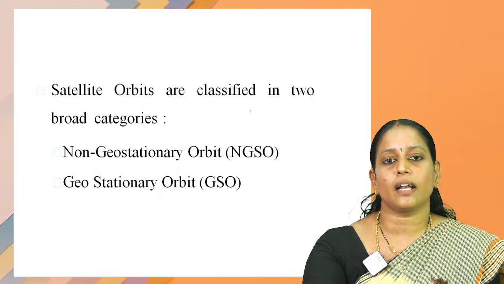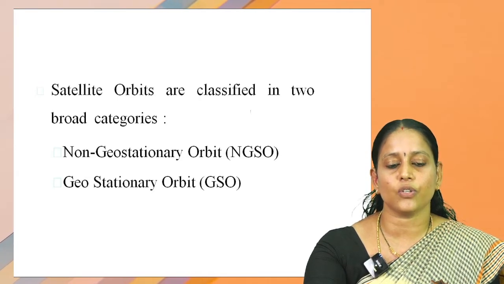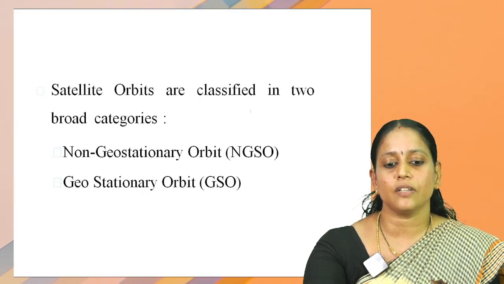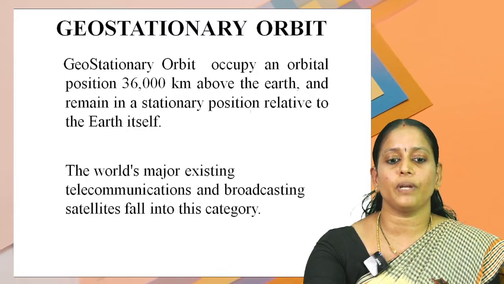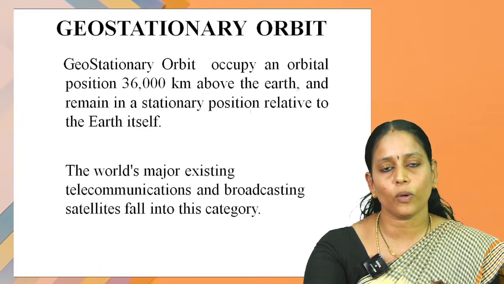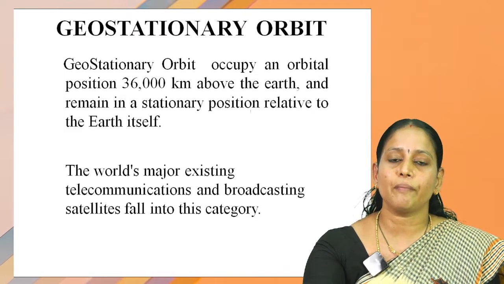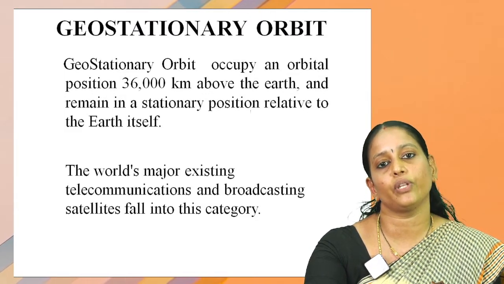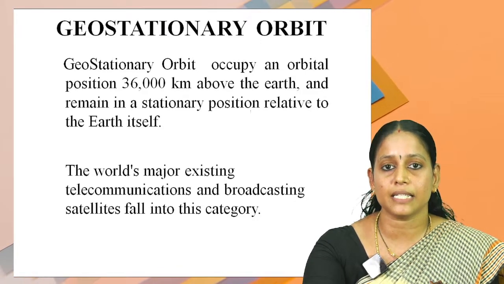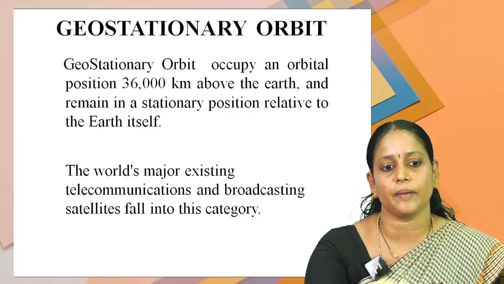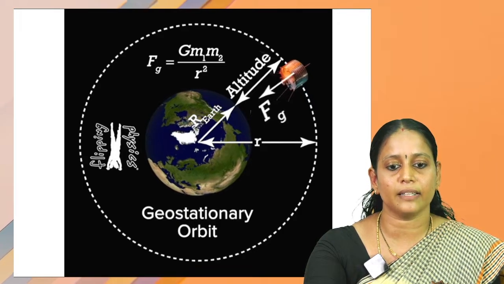Satellite orbits are classified into two categories: non-geostationary orbit, that is NGSO, and geostationary orbit, that is GSO. Now let us look into geostationary orbit. Geostationary orbits occupy an orbital position 36,000 kilometers above the earth and remain in a stationary position relative to the earth. The world's major existing telecommunications and broadcasting satellites fall under this category.